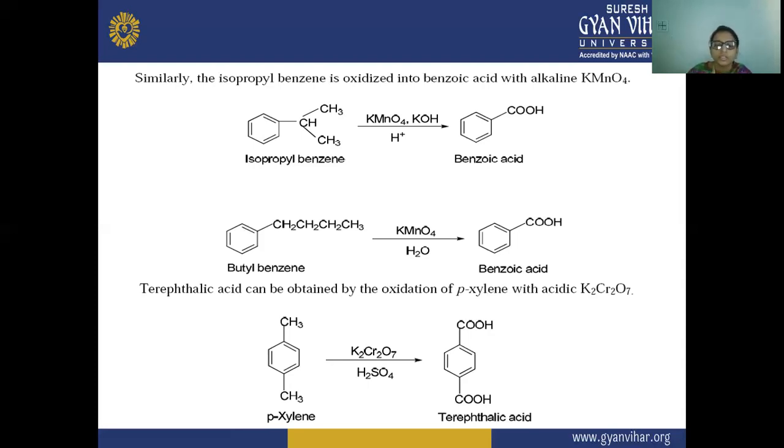As you can see here, the two alkyl groups that are attached to this benzene are getting converted to the carboxylic group. So this is known as terephthalic acid. Here you can see this is your carboxylic acid, this is your carboxylic acid. So from this xylene, there is a formation of this terephthalic acid. This terephthalic acid can be obtained by the oxidation of xylene with acidic K2Cr2O7 and H2SO4.